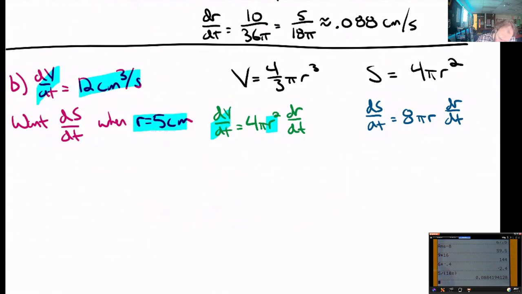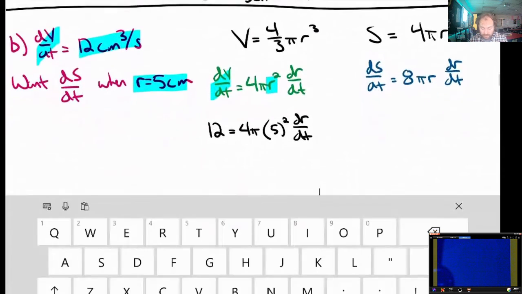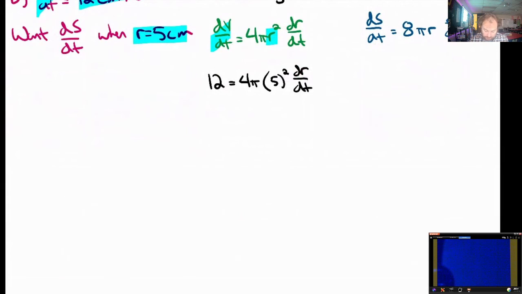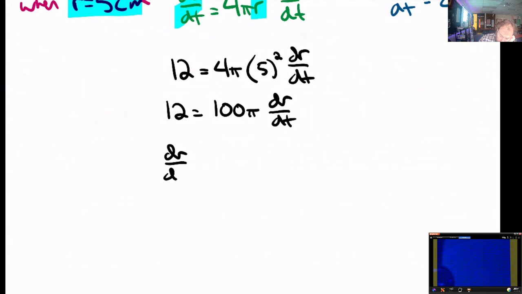Let's try that. So it'll be 12 equals 4 pi times 5 squared times dr/dt. I'm not going to use the calculator for most of this problem, because there's a good chance that a lot of pi's will cancel out. I believe the answer is a pretty solid decimal, something we wouldn't need a calculator for. 5 squared is 25. 25 times 4 is 100 pi dr/dt. And so dr/dt in this problem is 12 over 100 pi.